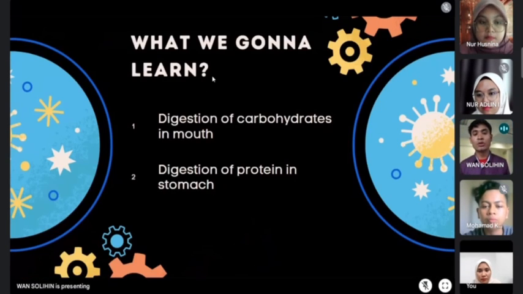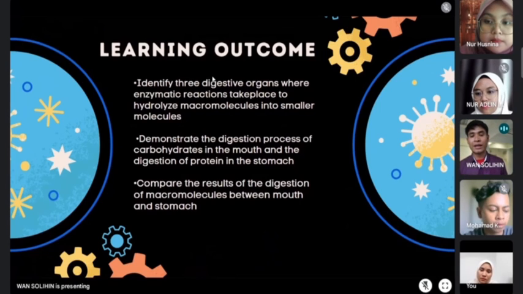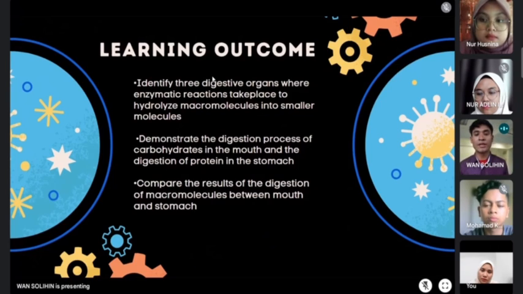So what we're gonna learn today is about two things: the first one is digestion of carbohydrate in the mouth, and digestion of protein in the stomach. Learning outcome. At the end of the class, students should be able to identify three digestive organs where enzymatic reaction takes place to hydrolyze macromolecules into smaller molecules. Second, demonstrate the digestion process of carbohydrate in the mouth and digestion of protein in the stomach. And the last one, compare the result of digestion of macromolecules between mouth and stomach.